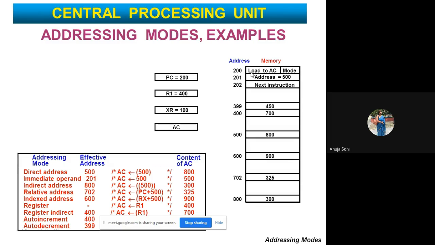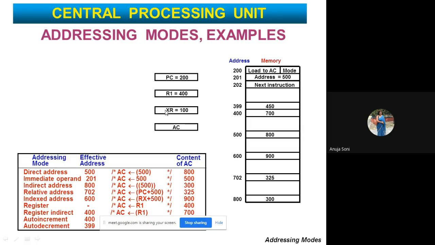And other than that, some more registers, some more values are given. A general purpose register is given, that is consisting of the value 400. It is again given, and we will make use of all these values in finding out the effective address of all the addressing modes as per their definition wherever it will be required. And one more register is given, and it is called your index register.